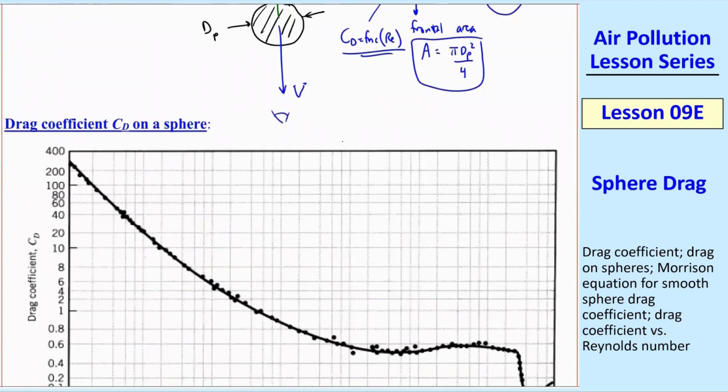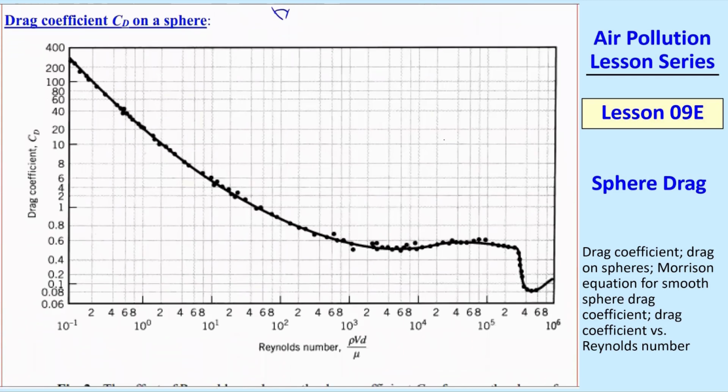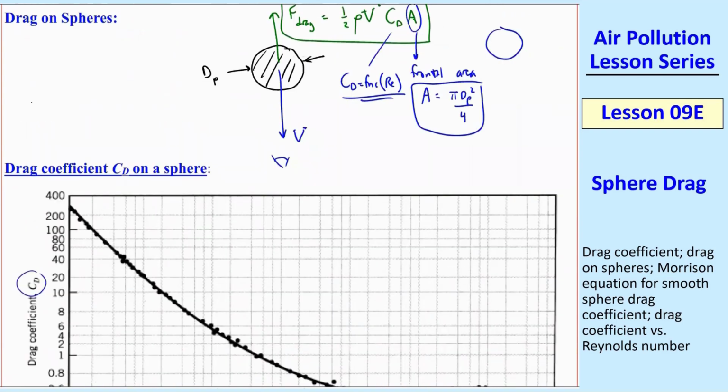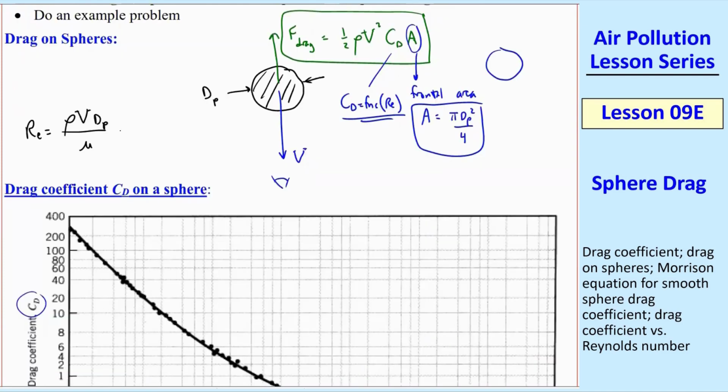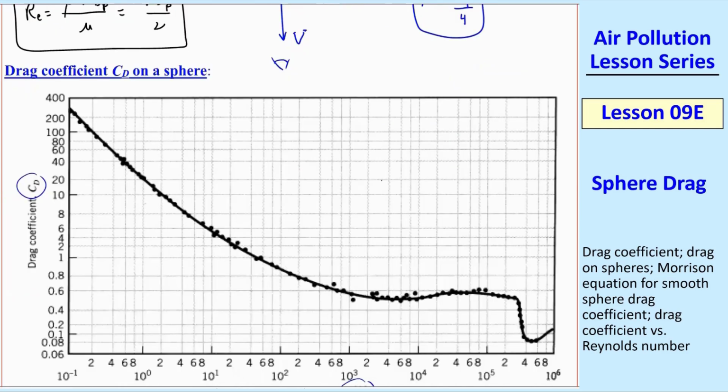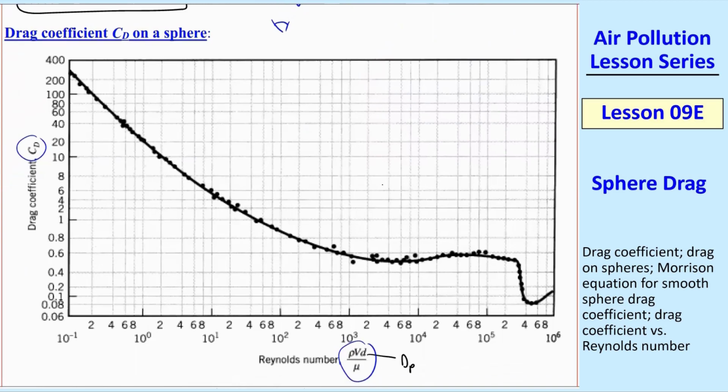Here are some data. This is kind of a famous plot of drag coefficient, CD, as a function of Reynolds number. And of course, Reynolds number we have to define. So in all these cases, we have a Reynolds number that's equal to rho v dp over mu. Since mu over rho is equal to nu, this is equal to v dp over nu. So I just want to take a little bit of time to review what drag on a sphere looks like.